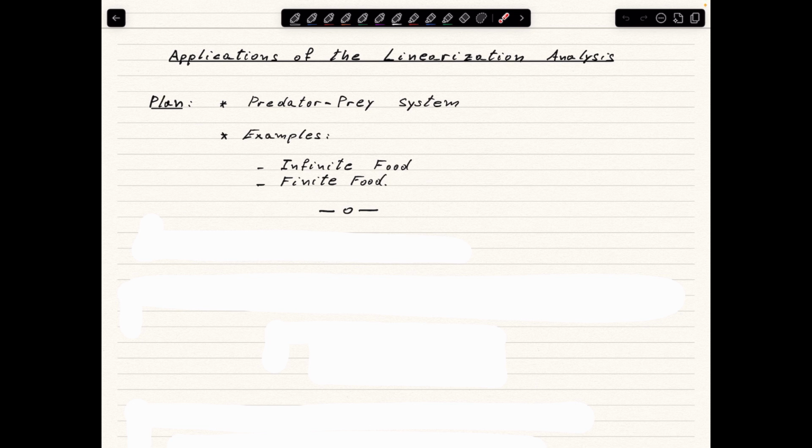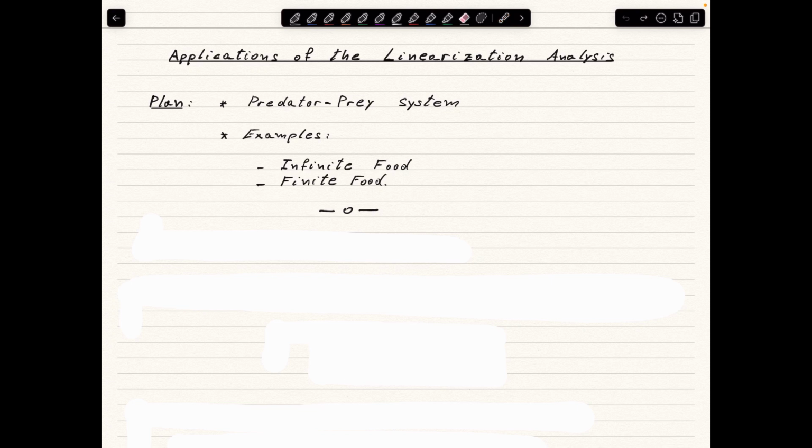In this video we continue our applications of the linearization analysis. In this case we are going to focus on the predator-prey system, which is a nonlinear system of 2x2 differential equations. We are going to study in detail the case where the prey has infinite food resources, and then we are going to compare these solutions with the solutions in the case that the prey has finite food resources. So that's the plan for today.